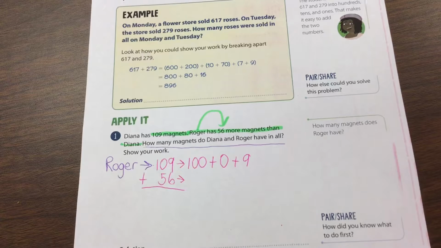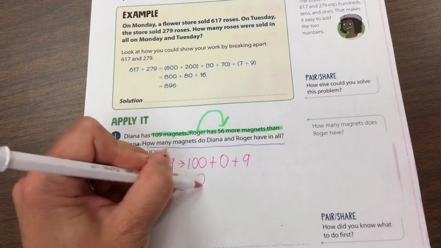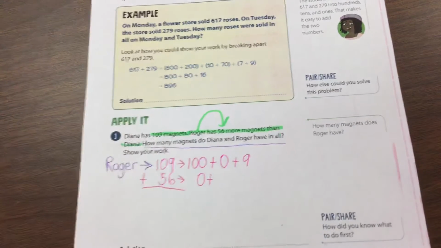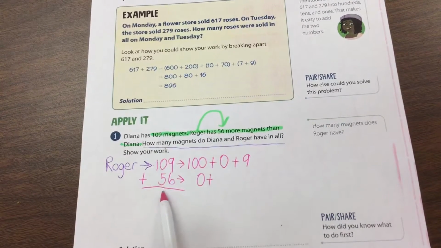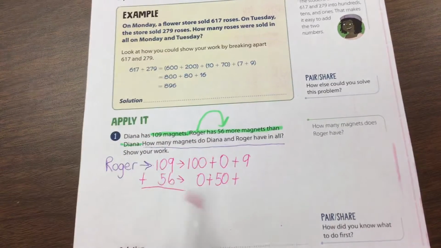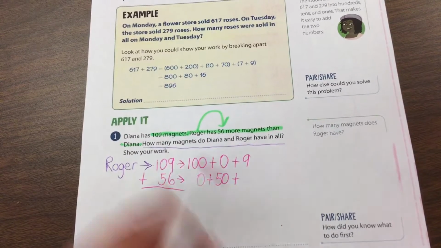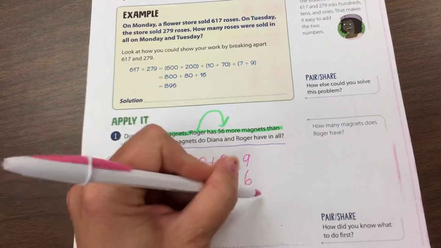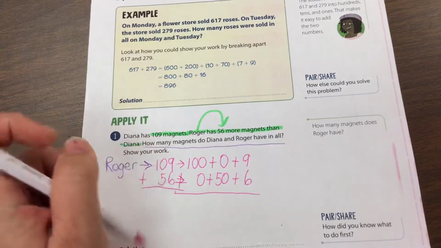Now, let's look at 56. How many hundreds do we have? We have 0. How many tens do we have in 56? 5. And what does 5 tens give us? I hope you're thinking 50. And then how many ones? We have 6. Now we're going to combine them.